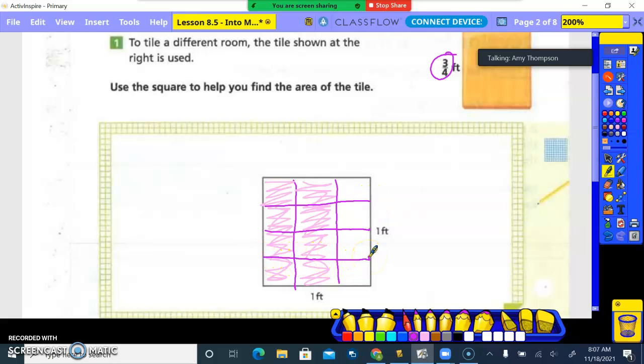And of those 4 rows, how many do I need to darkly shade? 3. And remember, I am only shading the boxes that have already been shaded, right? Okay, so I'm going to do 3 of my 4 rows.